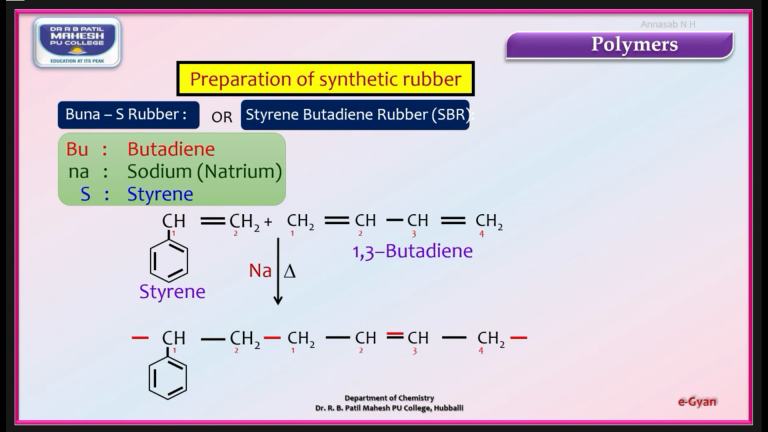And if this group repeats for n times, if you have taken n times of styrene and n times 1,3-butadiene, you will be getting this group repeating unit for n times, and this leads to the formation of synthetic rubber, that is Buna S. What is Buna S? It is butadiene, natrium, styrene.